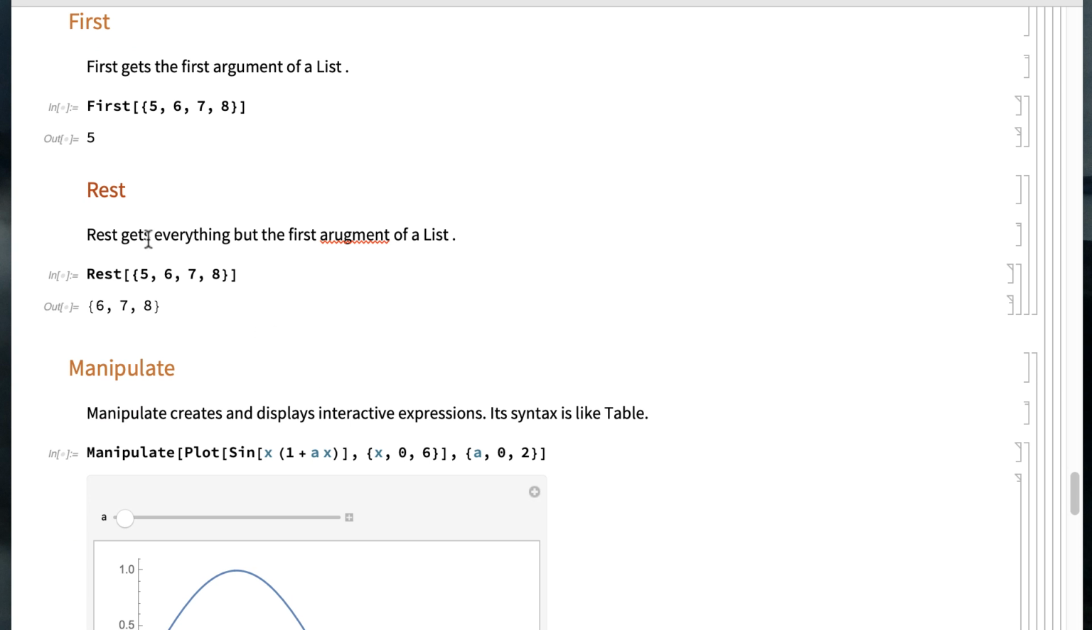First. Supposing you have a list, you want the first element. Guess what command you use? First. Supposing you want the rest of it, you just type Rest.